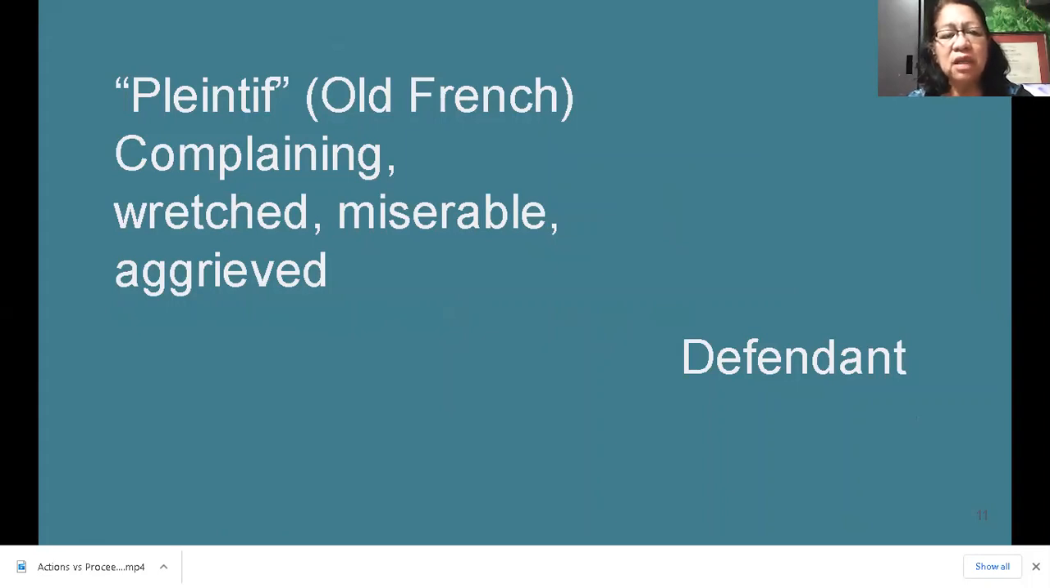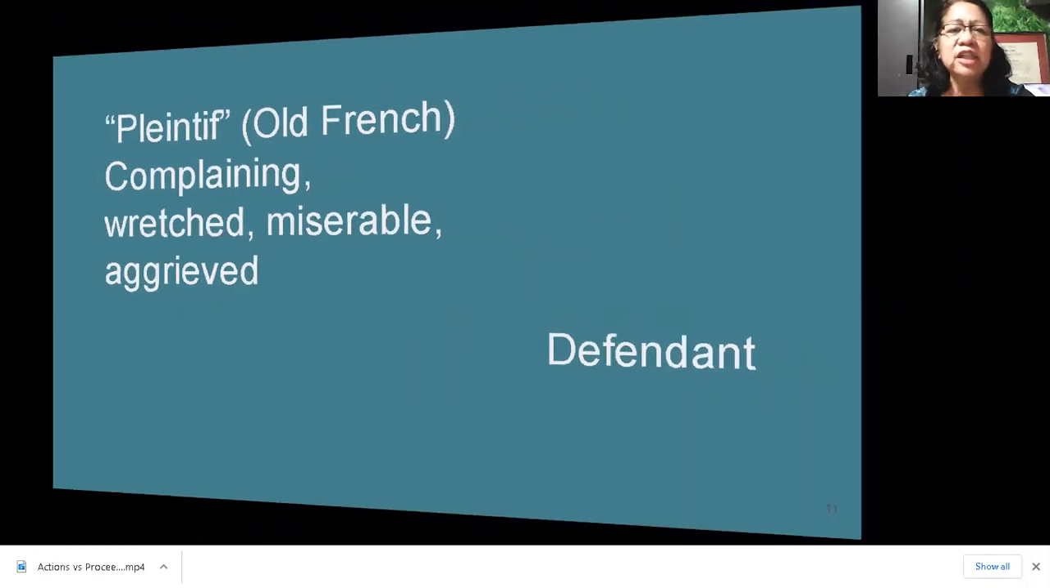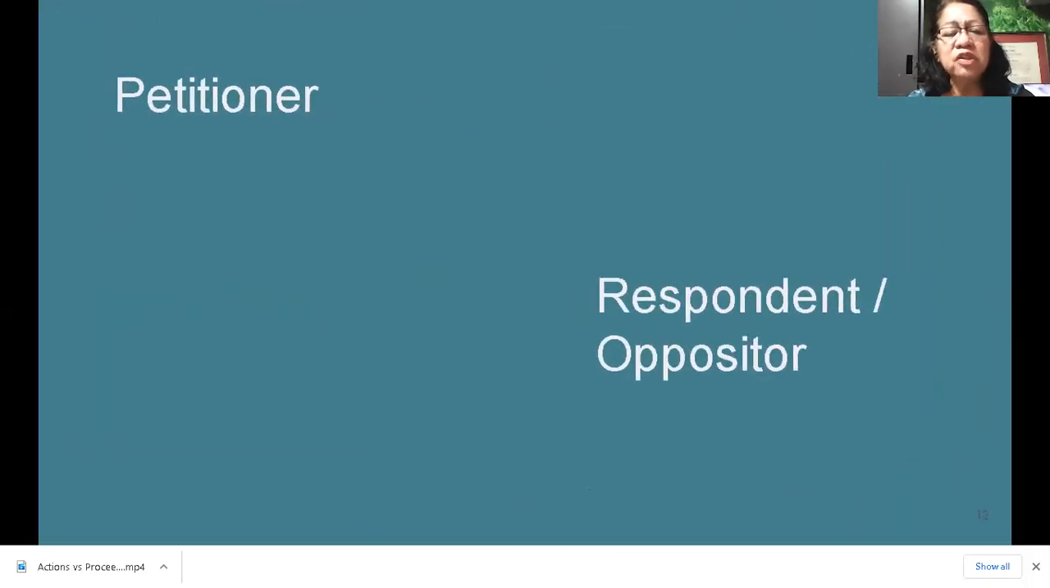Now, the other party, the party who is sued, is the defendant because he has to defend himself against the claim of the plaintiff. In special proceedings, the person bringing the case is called the petitioner. Like I mentioned earlier, a special proceeding involves a petition. The petitioner is asking the court for something. Therefore, he is the petitioner. He is petitioning. He is bringing a petition, which is a request and not an action.